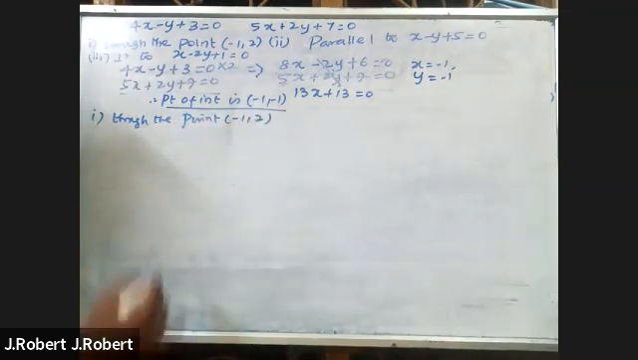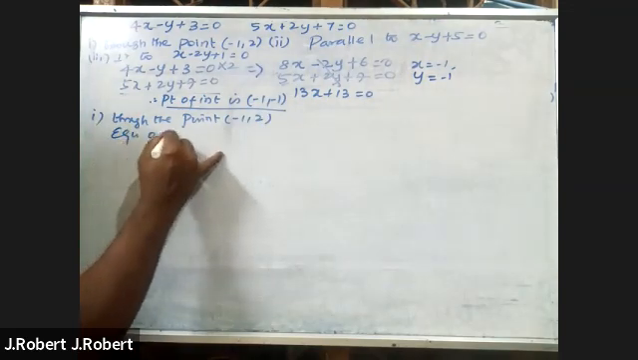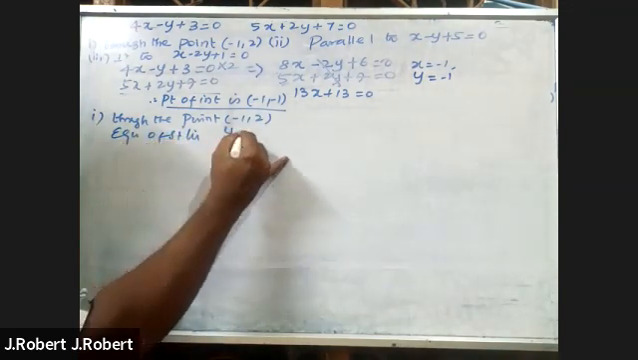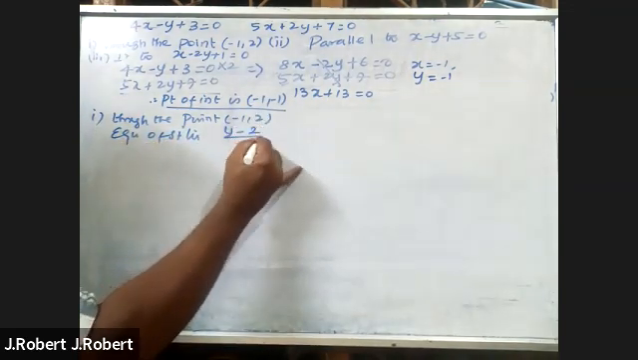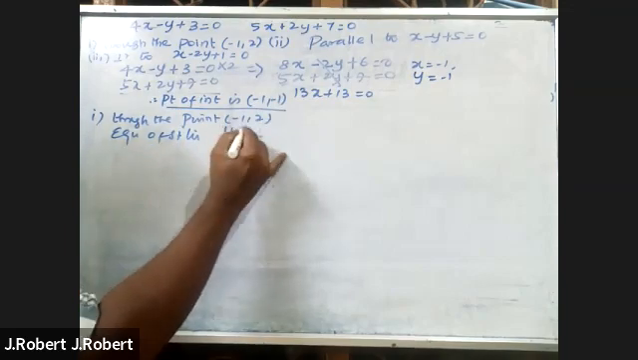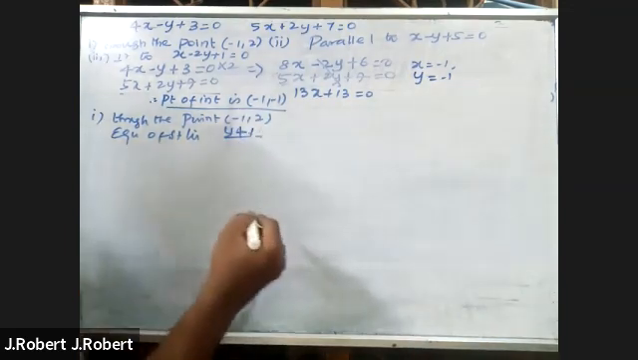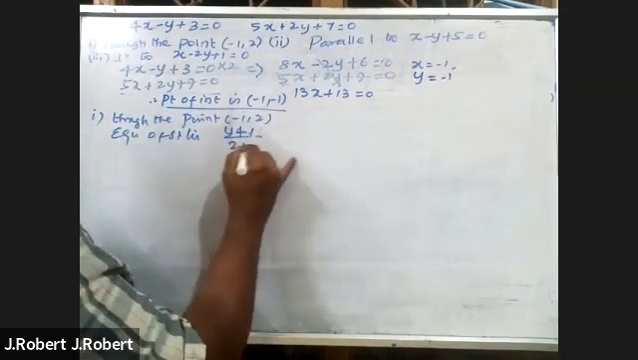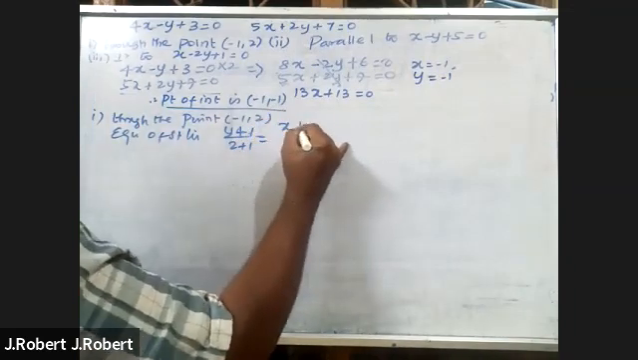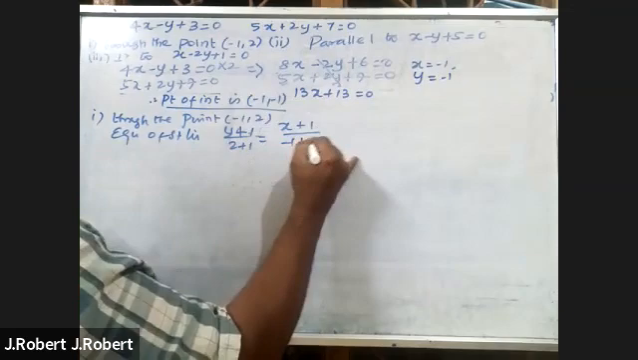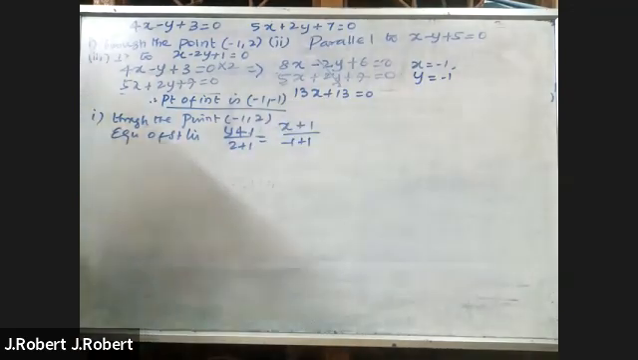So the two-point formula. What is the equation of a straight line formula? The equation of the straight line is (y minus y1) divided by (y2 minus y1) equals (x minus x1) divided by (x2 minus x1), that is (y plus 1) divided by (2 plus 1) equals (x plus 1) divided by (minus 1 plus 1). Correct?